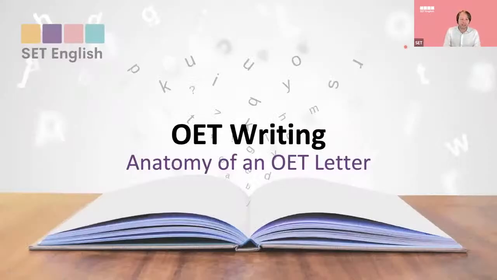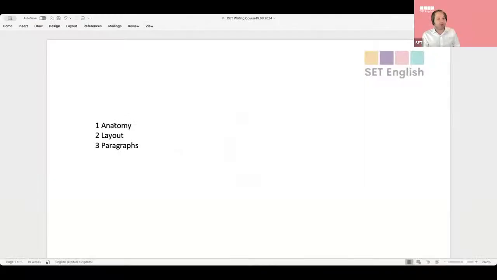Okay, so in this class, this is an OET writing class, and we're going to look at something called the anatomy of an OET letter. I will explain what that means in the class, but the first thing to say is we're going to try to do three things today. First, we'll talk about the anatomy of an OET letter. Then we're going to talk about the layout of a letter. And then we're going to talk about paragraphs in your letter. So this is what we're trying to focus on today.